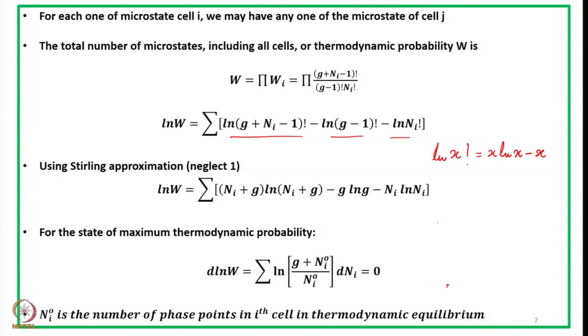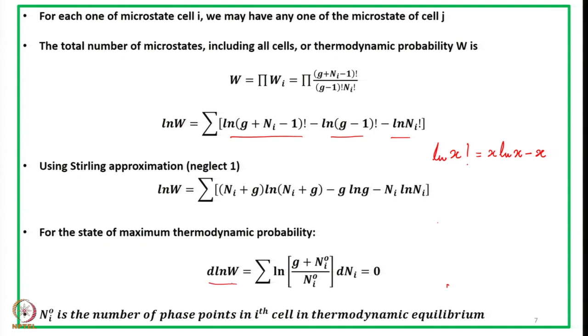So, you apply it to all these, and then rearrange. Then by using Stirling approximation, you have log W is equal to summation (Ni plus G) log (Ni plus G) minus G log G minus Ni log Ni. Going by the same method, because we have to now find the state of maximum thermodynamic probability. Since we have decided to work on log W, that means the derivative of this log W we should set equal to 0 and then find out the corresponding expression.